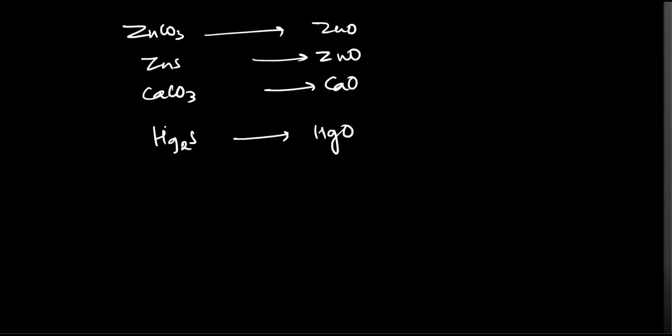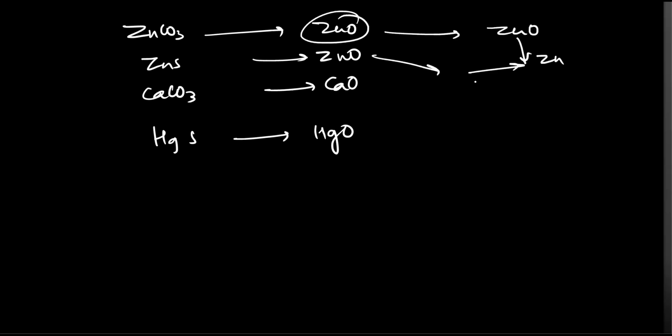So if we have different elements in their sulfide or carbonate ores, we have converted them into their oxide form. Now, how can we convert these oxides into their metals? Means, how can we get this ZnO converted into Zn?